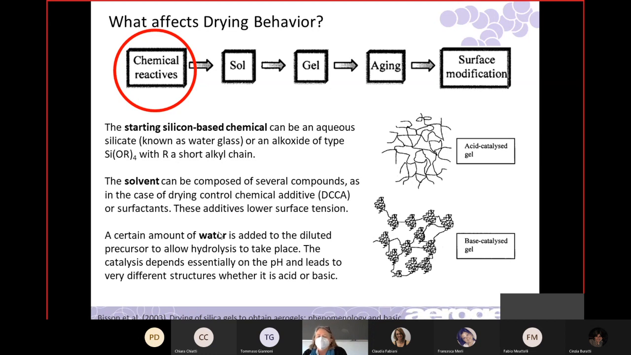And then she talked about catalyzing that reaction using either an acid or a base catalyst to do that. And so as an example, one of the things that affects drying behavior has to do with those steps. What are you mixing in the chemistry? And this is a schematic. This is an excellent reference on drying of silica aerogels. Just the structure you get depending on whether you have an acid catalyzed gel or a base catalyzed gel can be different. So that's going to affect the drying behavior.